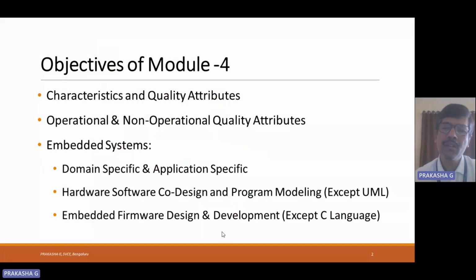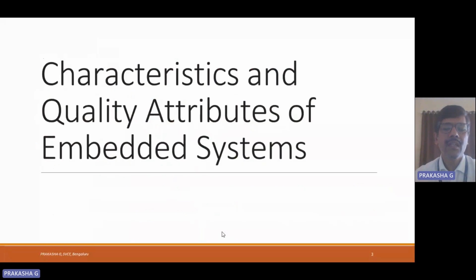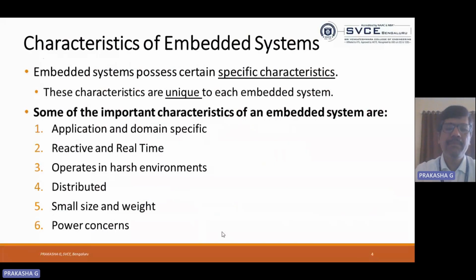So hardware software co-design we are going to discuss, and also embedded firmware, except the C language. We don't discuss the C language here, but we are going to discuss embedded firmware design and development. Moving ahead, the first thing is the characteristics of the embedded system and also the quality attributes of the embedded system. Let us look into what the characteristics are.